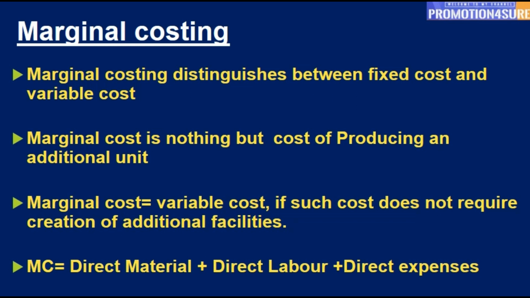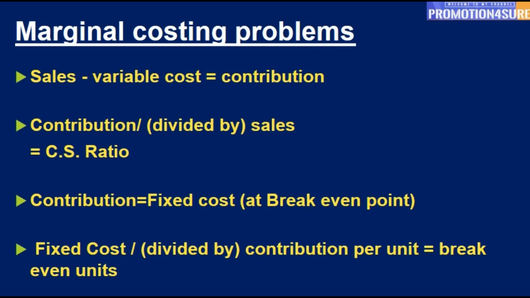Now, marginal costing distinguishes between fixed cost and variable cost. Marginal cost is nothing but the cost of producing an additional unit. So marginal cost is equal to the variable cost if such cost does not require creation of additional facilities. If you have to give the formula of marginal cost, it is direct material plus direct labor plus direct expenses. Now sales minus variable cost is equal to contribution.